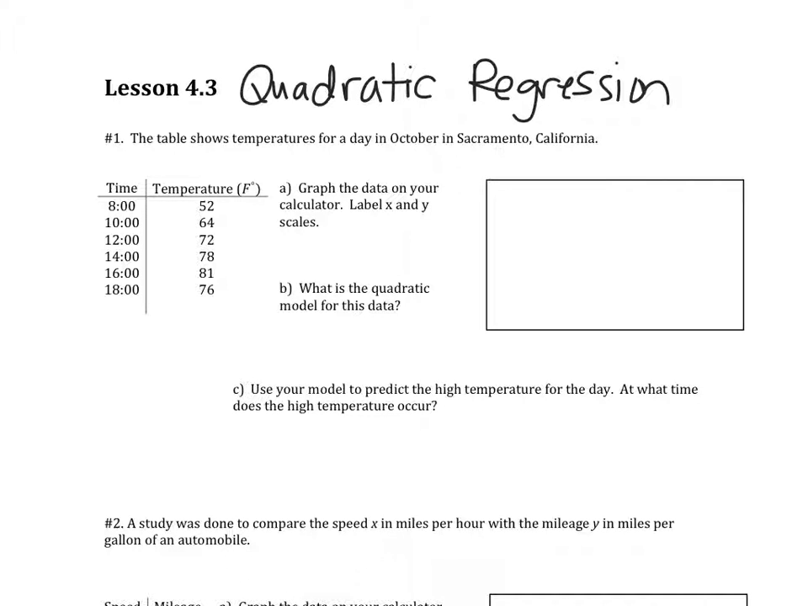Okay, so here's what we're going to do. We're going to graph the data on our calculator. We're going to label the x and y axes, the scales, and we're going to plot our points right here. So time is going to be L1, and temperature will be L2. Do you remember how to do this? Go to Stat, Edit.